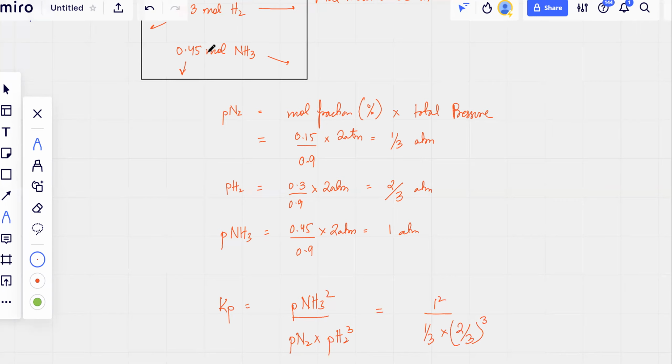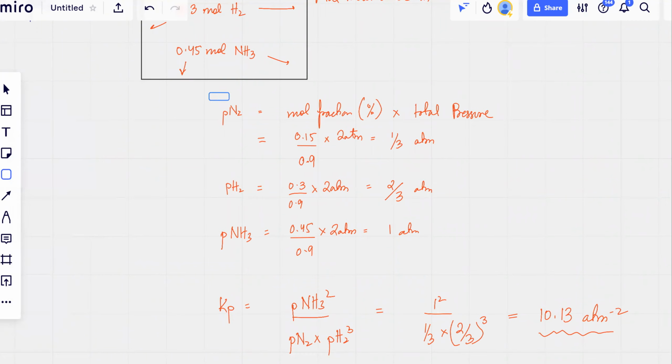10.13. So we are getting 10.13, and what's the unit in this case? It's atmosphere squared divided by atmosphere into atmosphere cubed. So it's going to become atm to the minus 2. That's going to be our unit in this case. So is this clear? Yes.